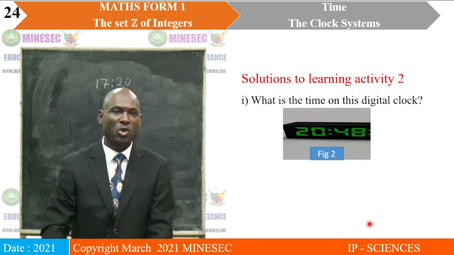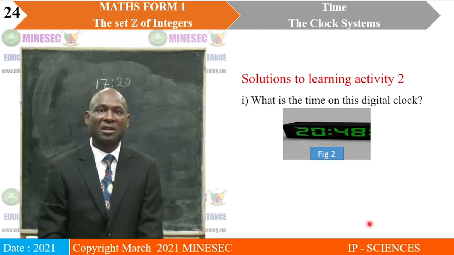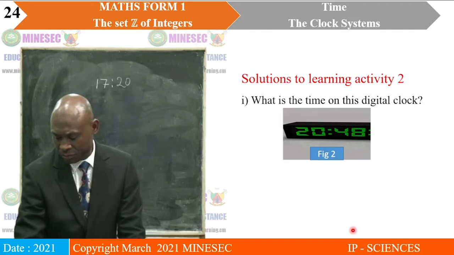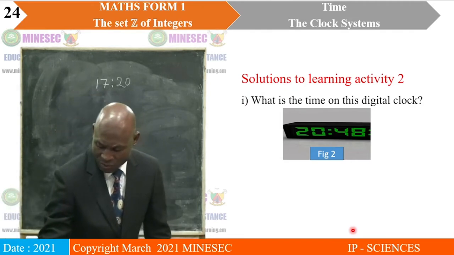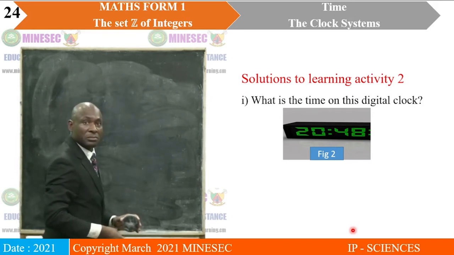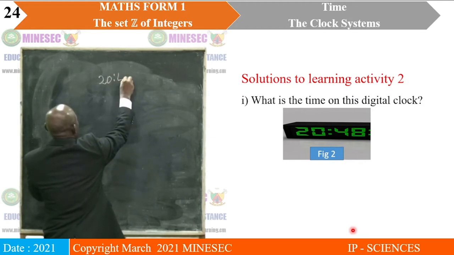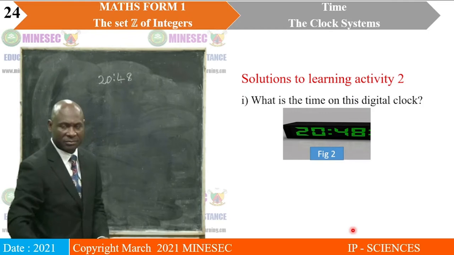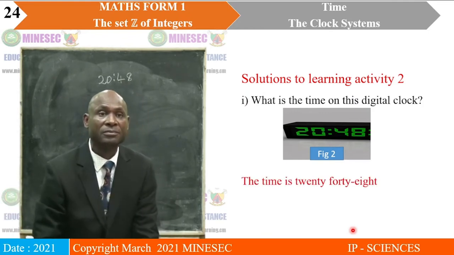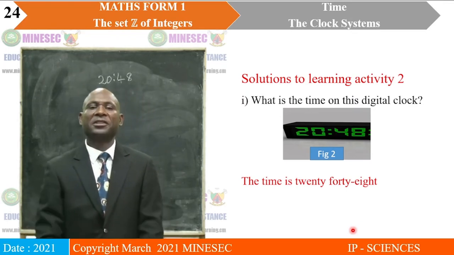Now let's look at our solutions. What is the time on this digital clock? This is the digital clock in figure two. This is what it reads on the clock: 20:48. What is the time on that digital clock? The time is 20:48.